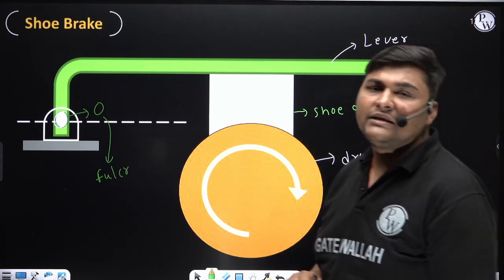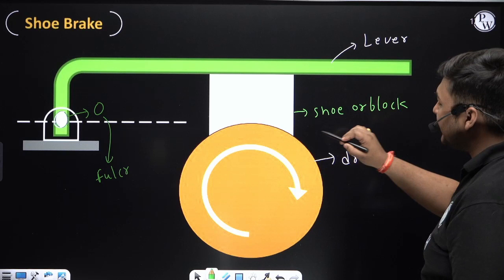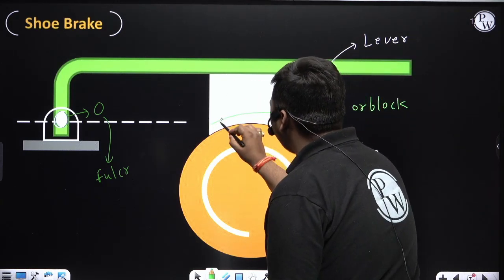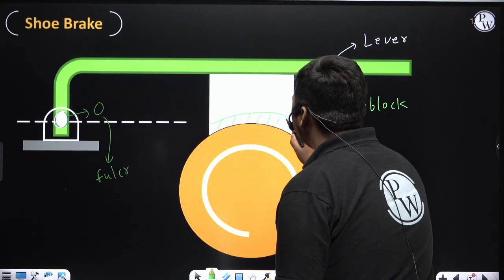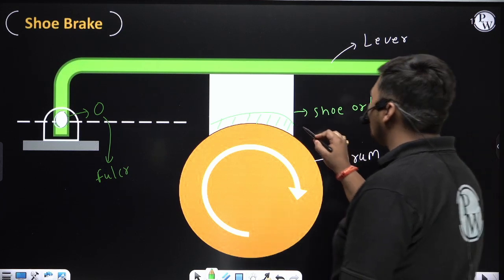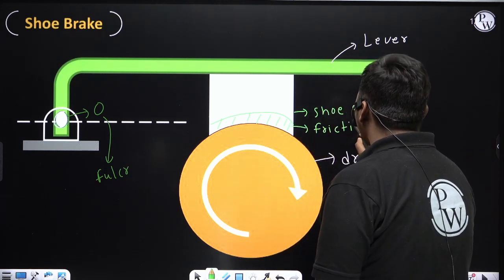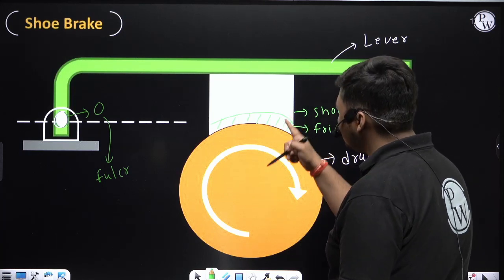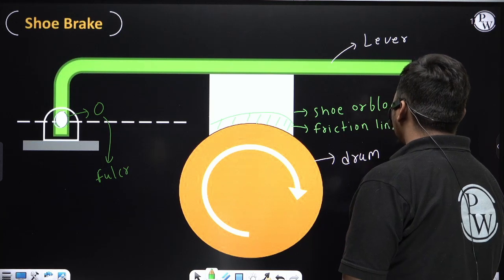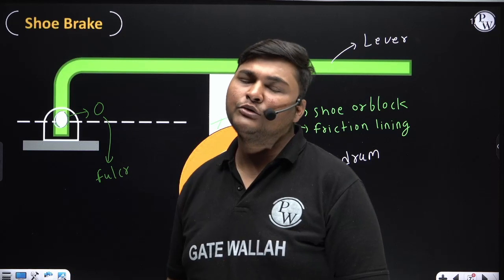To apply the brake on this drum, we are using friction. So on the below side of this shoe or block, we will attach a friction lining. Friction lining is nothing but a material of high coefficient of friction. We always attach friction lining to ensure a high coefficient of friction between the shoe and drum. So this is the friction lining. Okay, so this is the basic naming of the shoe brake, or the basic diagram of a shoe brake.